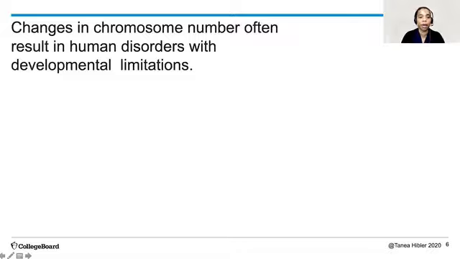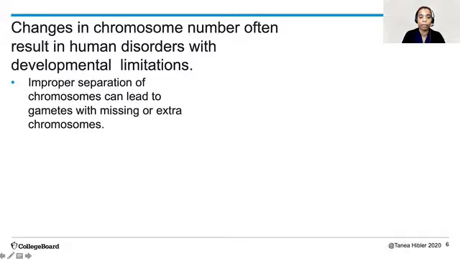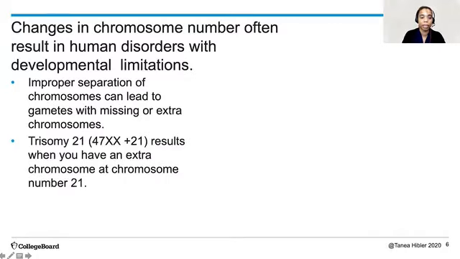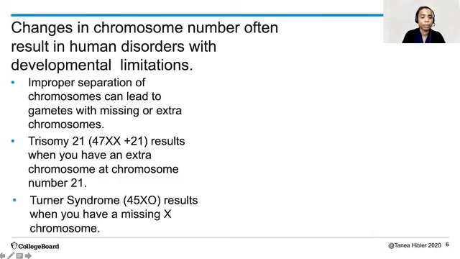Changes in chromosome number often result in human disorders with developmental limitations. Improper separation of the chromosomes can lead to gametes with missing or extra chromosomes. Trisomy 21, also notated as 47XX plus 21 or 47XY plus 21, results when you have an extra chromosome at chromosome number 21. And Turner syndrome, 45XO, results when you have a missing X chromosome.